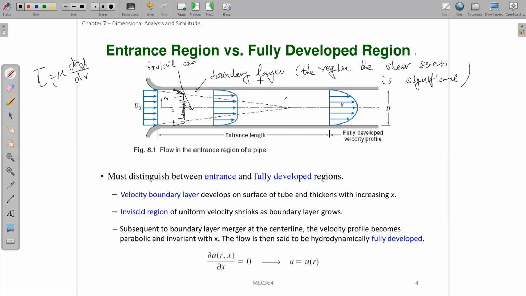And in the previous region, before the boundary layers meet, because we know that we have the inviscid core and the boundary layer region, this region we call the entrance length.